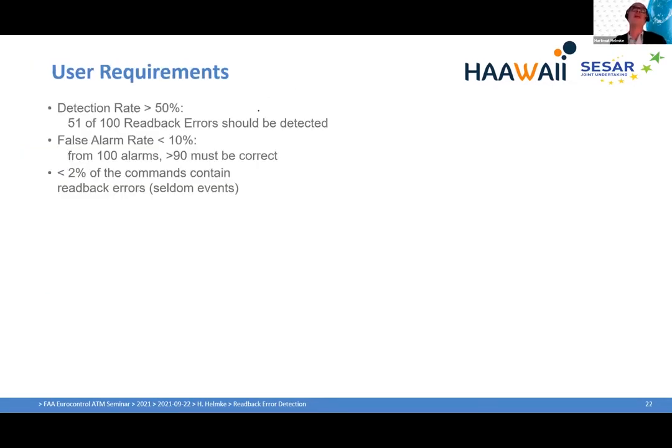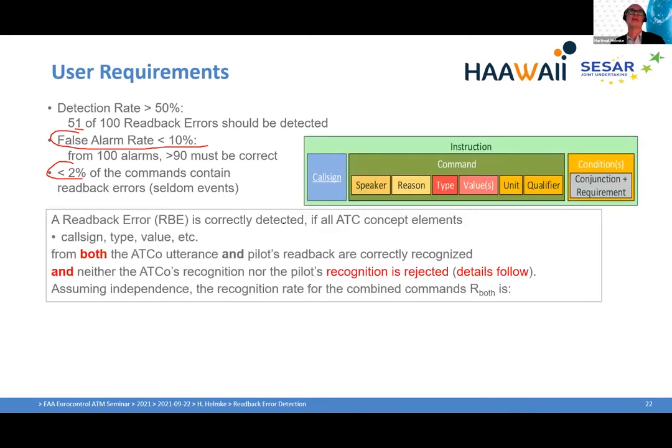Our requirements in the Hawaii project were that we want to detect more than 50% of the readback errors. That means 51 of 100 readback errors. This is not very challenging, but the false alarm rate should be below 10%, which means if we have 100 alarms from the system, 90 should be correct. That is really, really challenging, because readback errors in real life are seldom events. We expect that only 2% of the utterances contain readback errors, and most of them are corrected.